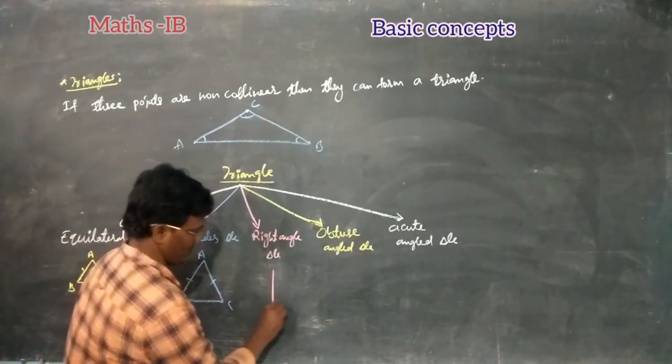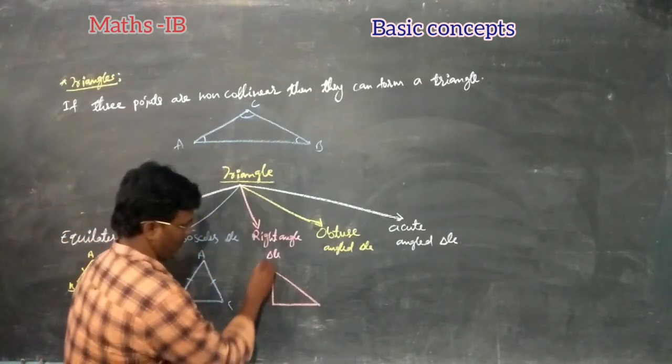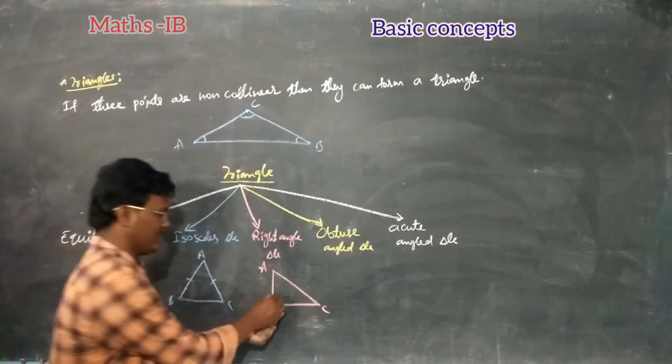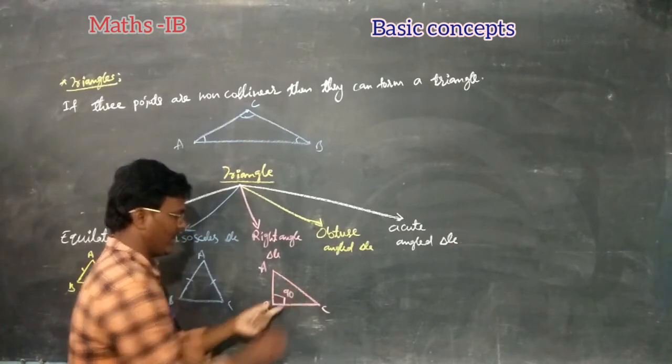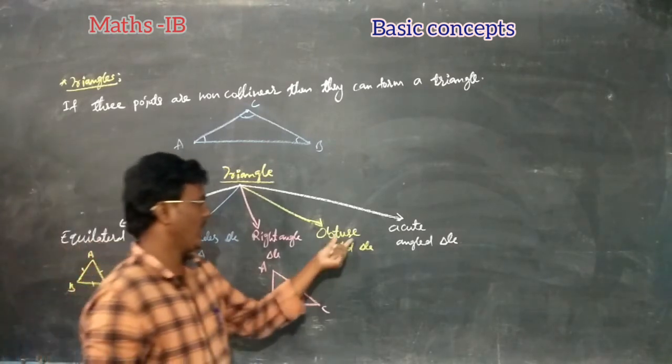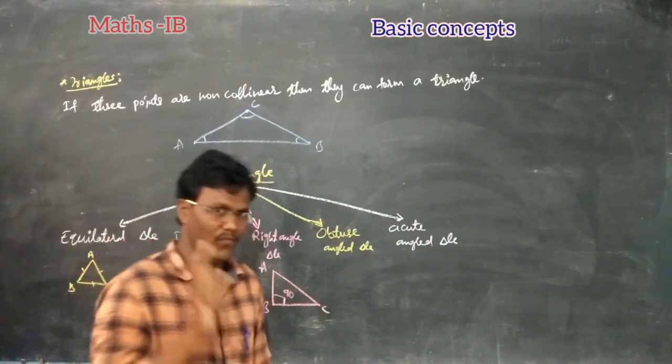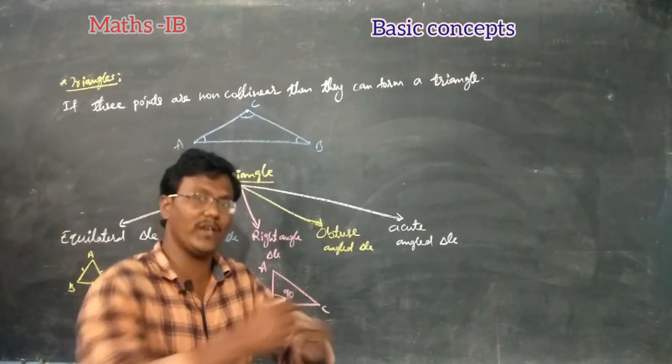A, B, C. Observe here, this is the right angle. So this is called a right angle triangle. Next, obtuse angle triangle. Obtuse angle triangle means one angle should be above 90.